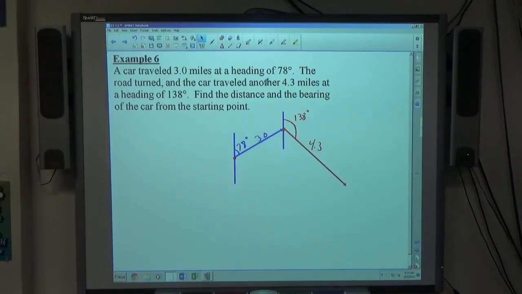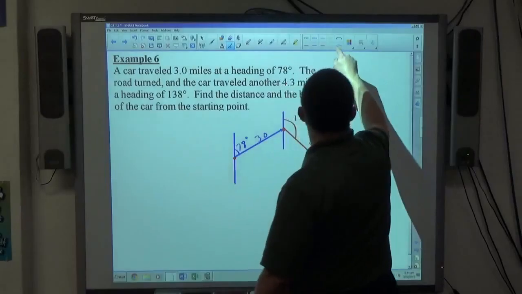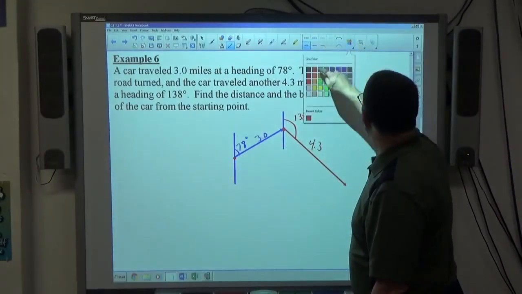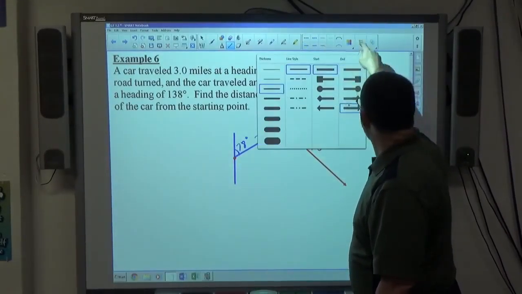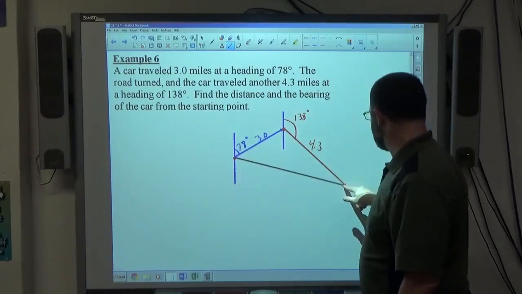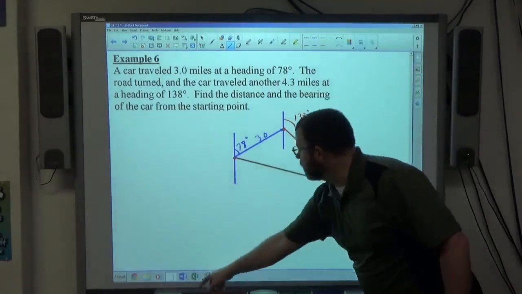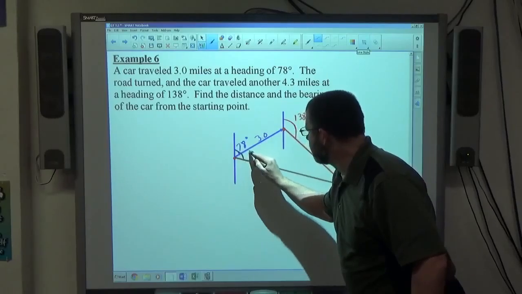So the question asks us to find the distance and bearing of the car from the starting point. So the question specifically here is 2 parts. Part 1, how long is this? Part 2, what is the angle right here?